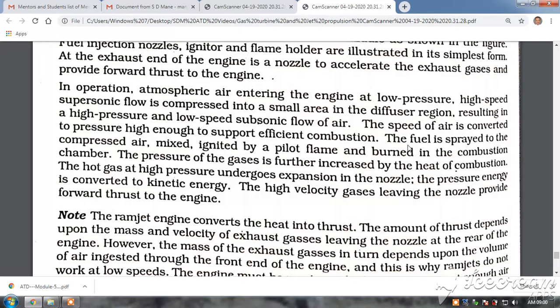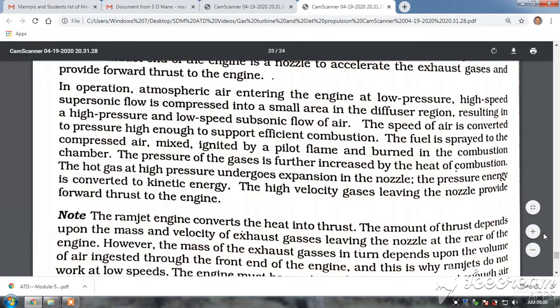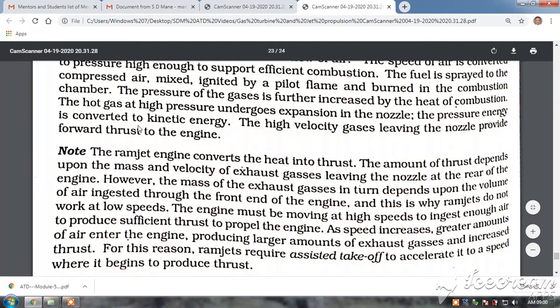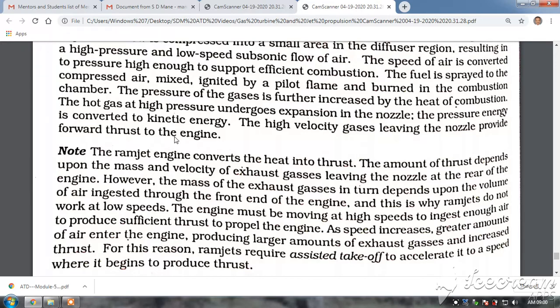The fuel is sprayed into the compressed air, mixed, ignited by a pilot flame, and burnt in the combustion chamber. The pressure of the gases is further increased by the heat of combustion. The hot gas at high pressure undergoes expansion in the nozzle. In the nozzle, the pressure energy is converted to kinetic energy. The high velocity gases leaving the nozzle provide the necessary thrust to the engine. For every action there is an equal and opposite reaction. When the high velocity gases leave, they provide the high speed thrust to the engine.